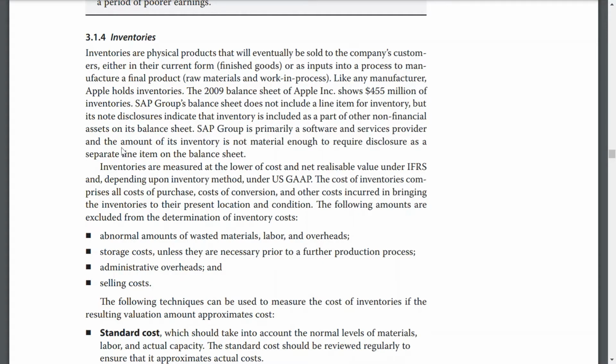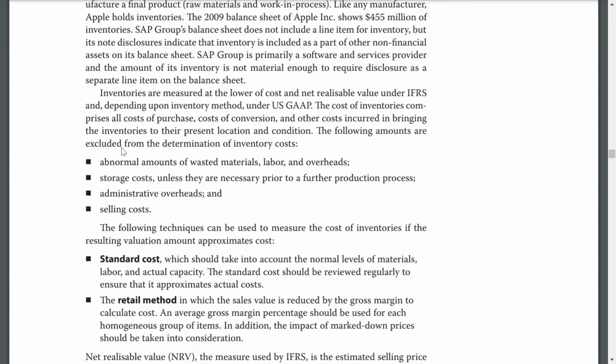SAP Group is primarily a software and service provider, and the amount of inventory is not material enough to require disclosure as a separate line on the balance sheet. Inventories are measured at the lower of cost or net realizable value under IFRS, and the lower of cost or market under US GAAP. The cost of inventory comprises all costs of purchase, costs of conversion, and other costs incurred in bringing the inventories to their present location and condition.